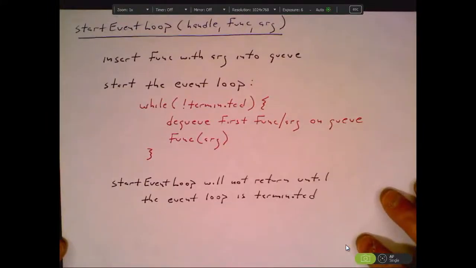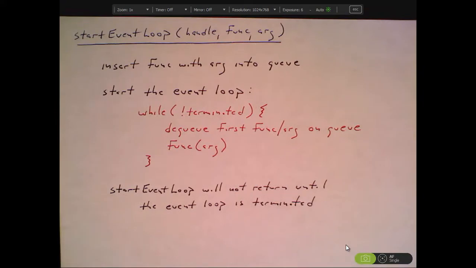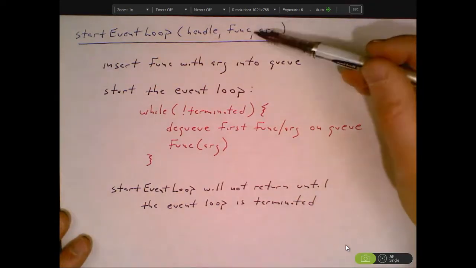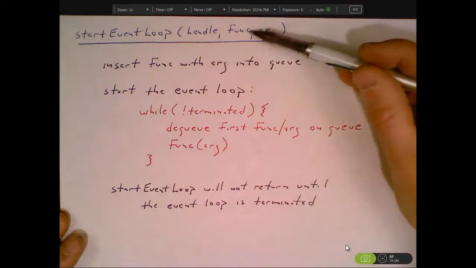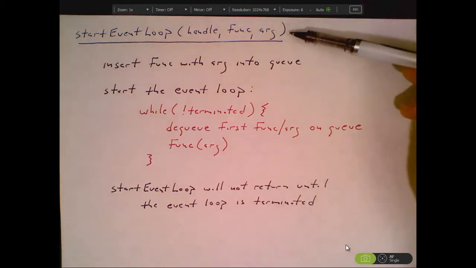Once an event loop is created, then we can actually start it. And again, when we start an event loop, we have to give it an initial function and an argument for that initial function. So if you think about it, it's the main function for the event loop. Here's where we start. Or another way to think about it, as I mentioned a moment ago, it's the handler for the start event loop event.